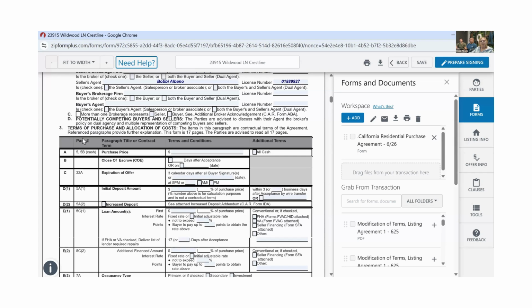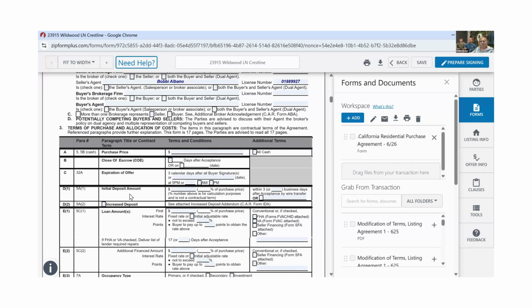So also here, if you'll see this little box, this column right here is referencing a paragraph number so that you can always go back and read what is in this paragraph. The paragraph title or contract term is right here. Here's the term or condition, and these are additional terms. So that's organized this way to help make this clearer and help you to better explain to your client and your client to better understand.